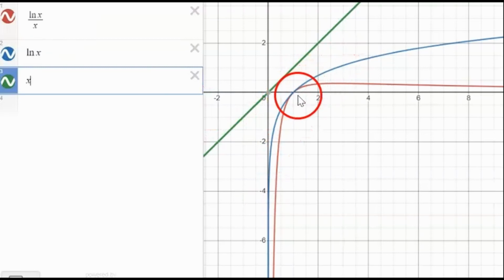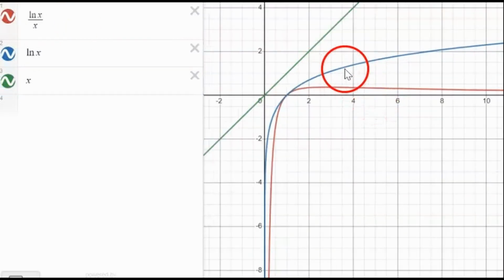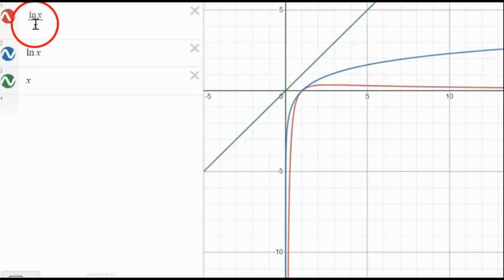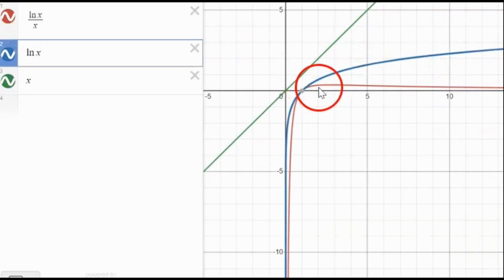But after a certain point, after x equals 1, the slope of x is greater than our ln x. So this green x, which is in the denominator of our function, has a greater rate of change. So that's going to overcome this change in ln x. So ln x doesn't change very much as x gets larger. See, the slope flattens out. But x continues to get bigger and bigger and bigger as we go to infinity. So the function ln x over x has to go to 0.